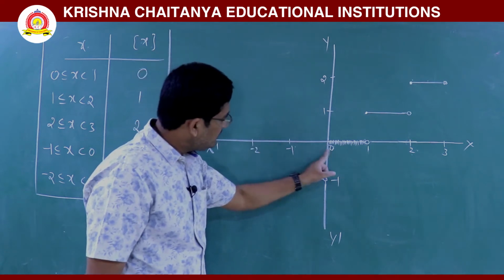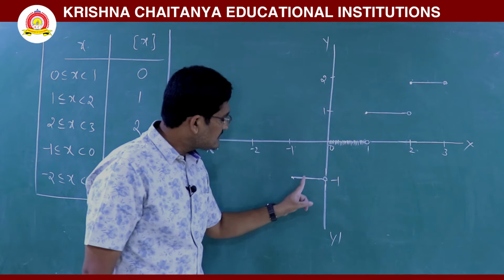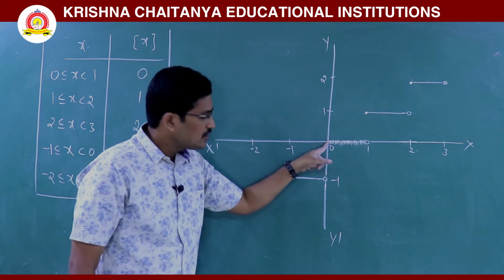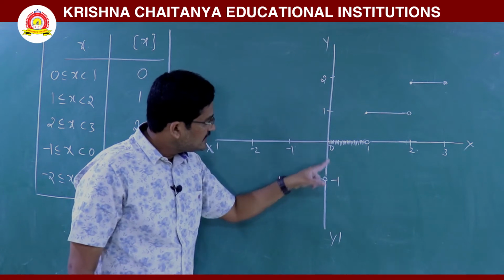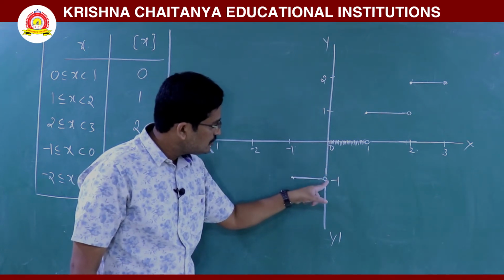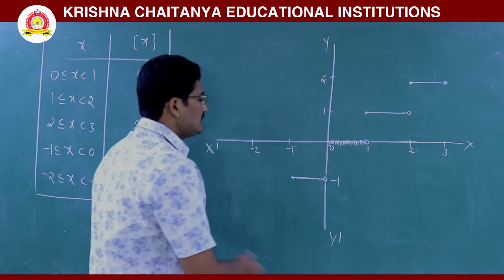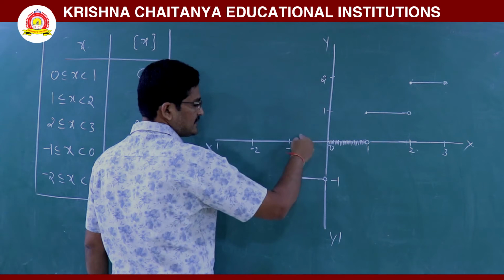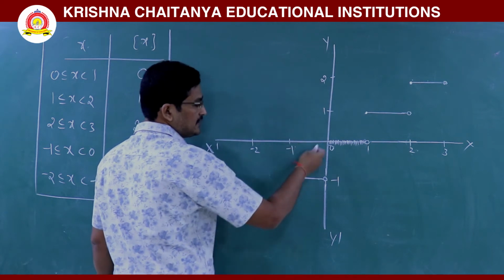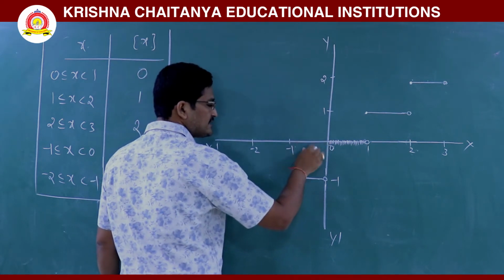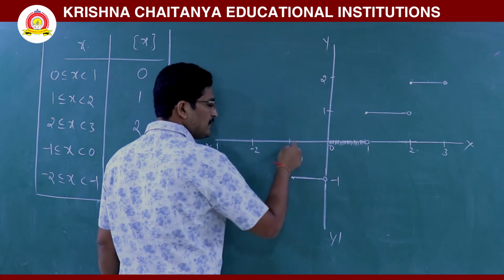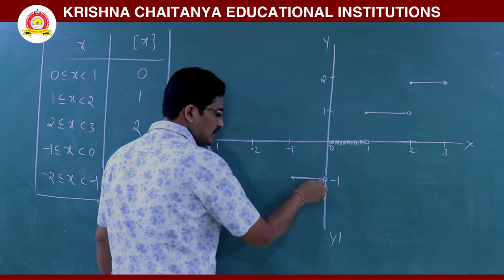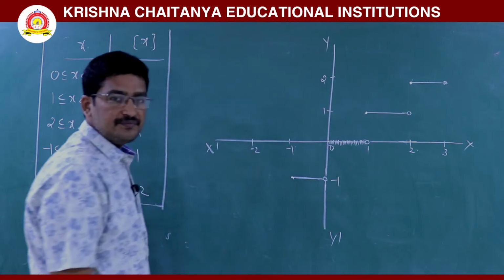If the value lies between -1 to 0, then the step value is -1. If x equals 0, then the step is 0. So we can't take the step of x as -1 at x equal to 0. So we put a hole here. Then if x comes to -0 point something, up to -1, all those values have step -1: -0.5 step is -1, -0.9 step is -1. So the curve should be like this.